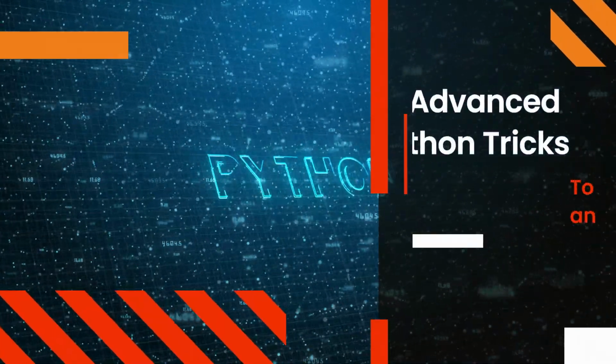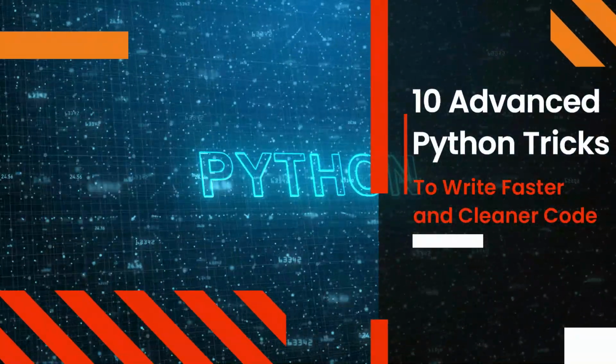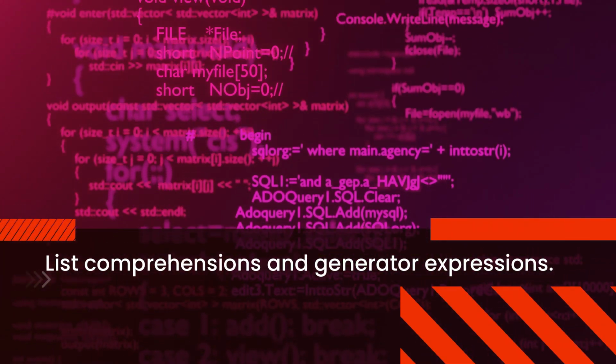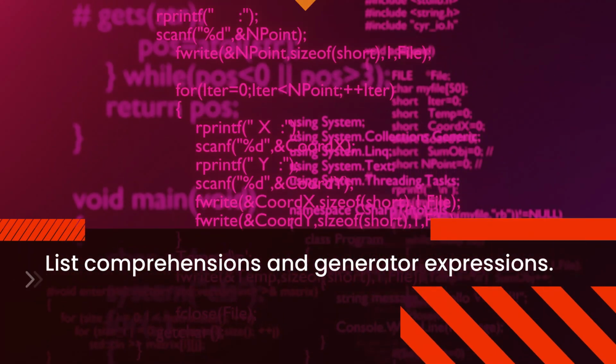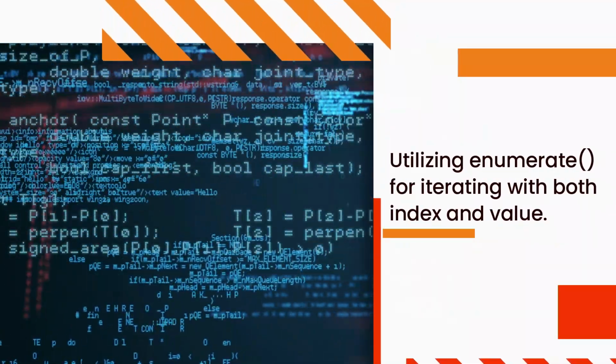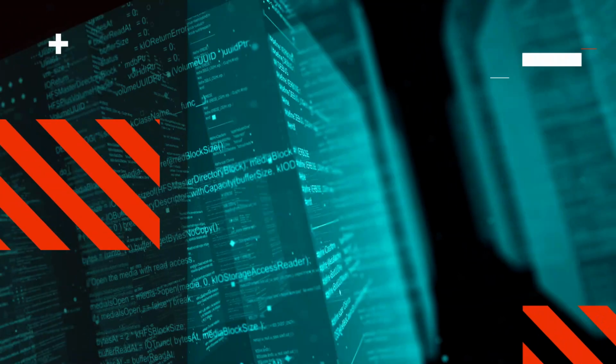Welcome to today's video where we explore 10 advanced Python tricks to help you write faster and cleaner code. Let's dive in. These powerful features allow you to create more concise loops, making your code both faster and easier to read. This handy function is a game changer when you need to keep track of both the index and value while looping through an iterable.